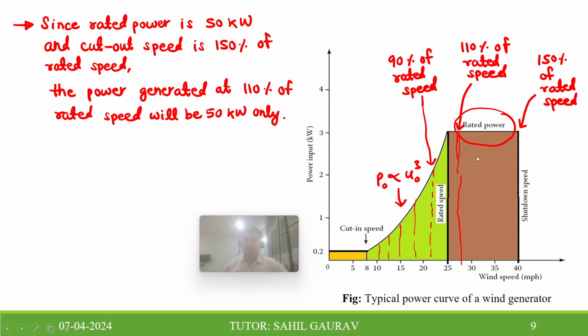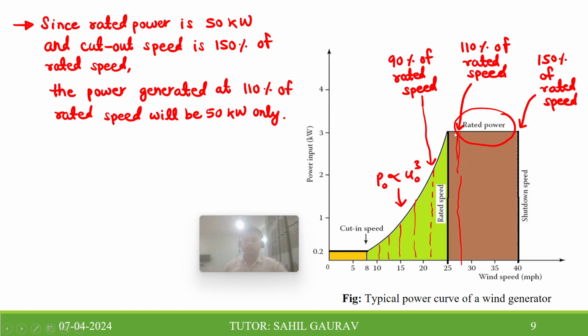What you can easily predict is that this power is directly proportional to the cube of the wind speed, and this power becomes constant, equal to the rated power, between the rated speed and the shutdown speed. So you have to check: if they are asking below the rated speed, then you have to apply P naught equal to the cube of the wind speed. And just make sure that it is above the cut-in speed, because below the cut-in speed, the wind turbine is able to produce only a minimal amount of power.